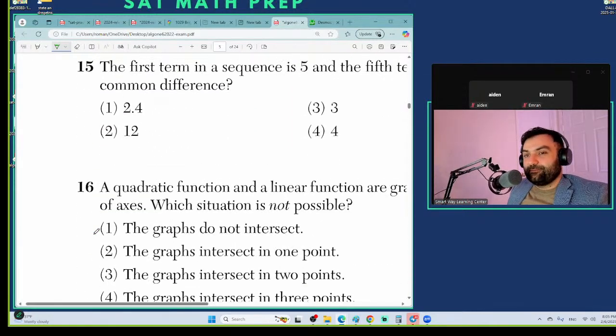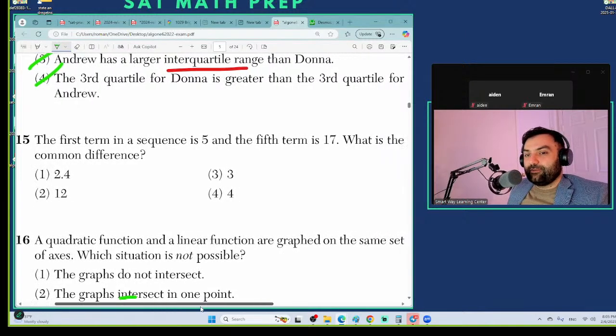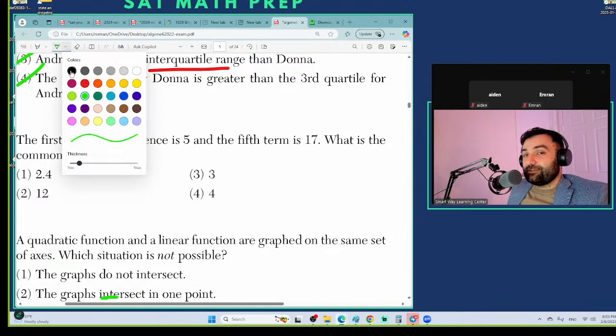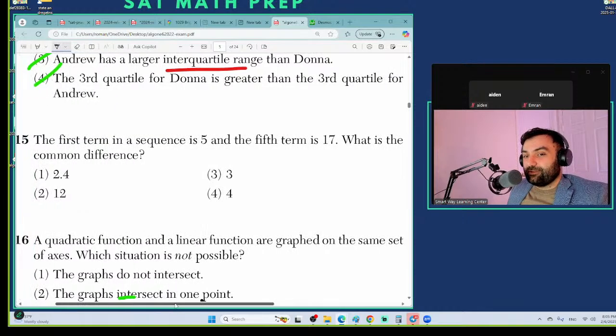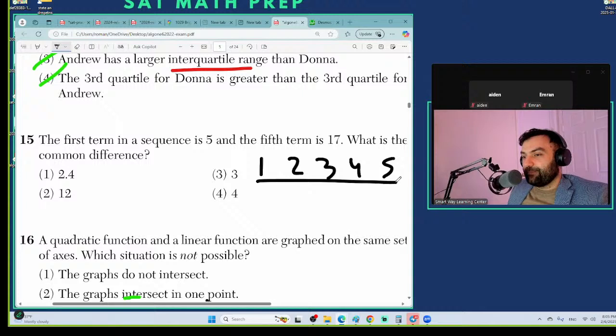Number 15. The first term in a sequence is 5. The last term is 17. What is the common difference? In this case, you can easily just work with your answers. Look at this. If we have term number 1, number 2, number 3, number 4, and number 5, and the first term is 5.